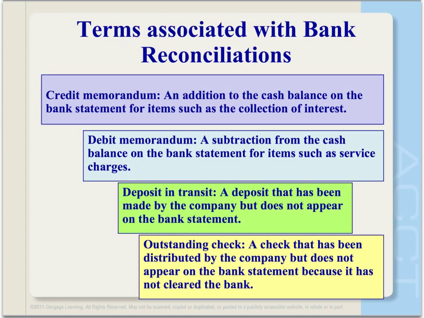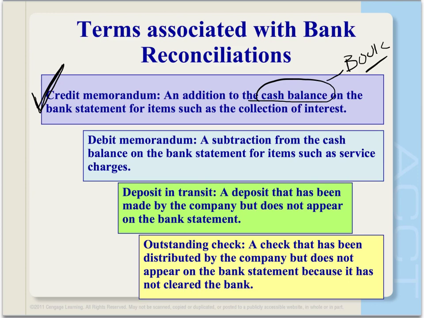So first of all, we have to talk about some terms that are associated with bank reconciliations. The first term that we have is a credit memorandum. It's an addition to the cash balance on the bank statement for items such as the collection of interest. So what will happen is that the bank will receive this and we will have to make an adjustment to our cash balance on our book. And I'll show you how to do that here in a minute.